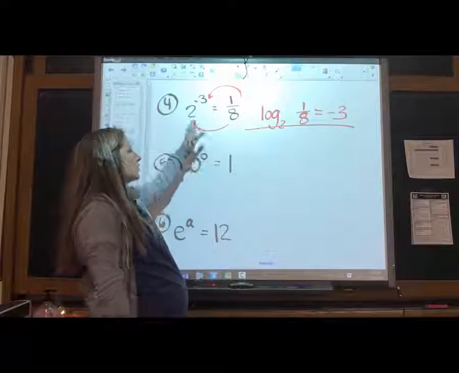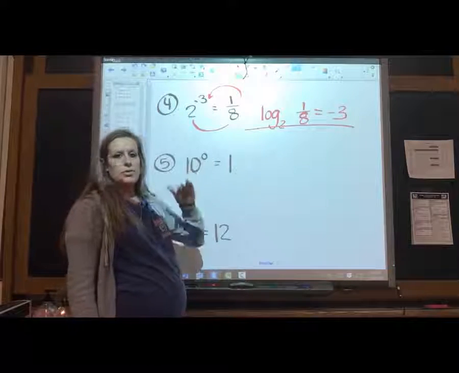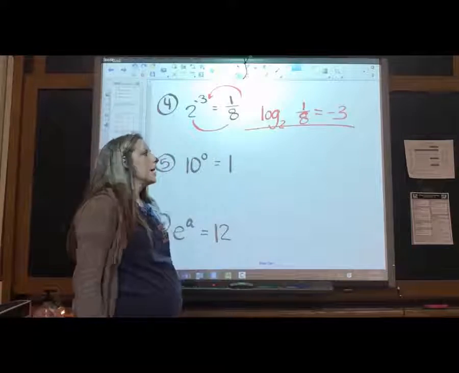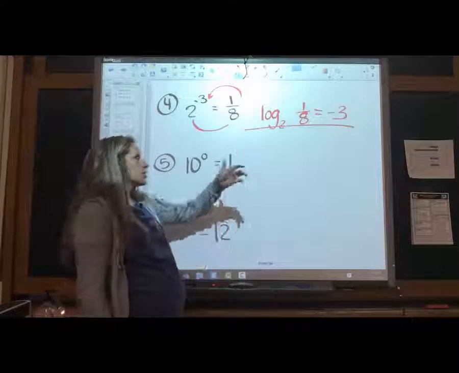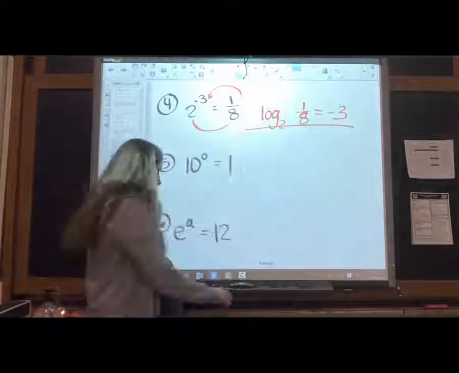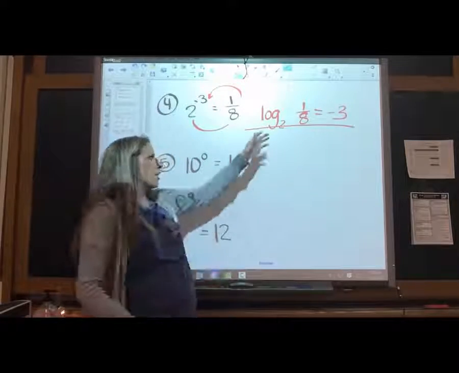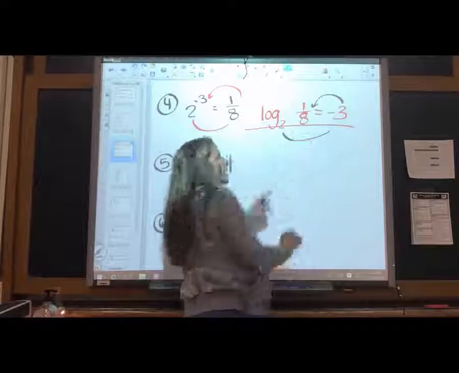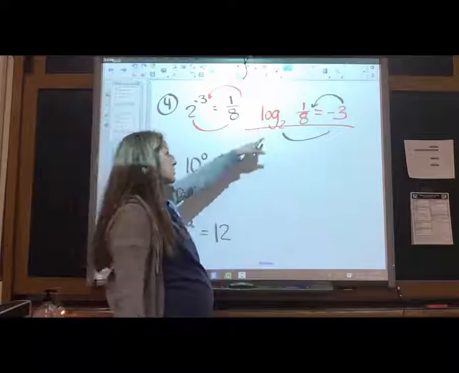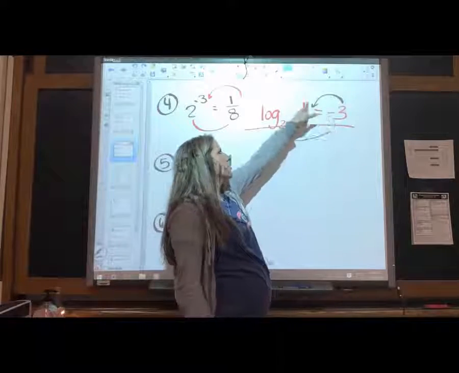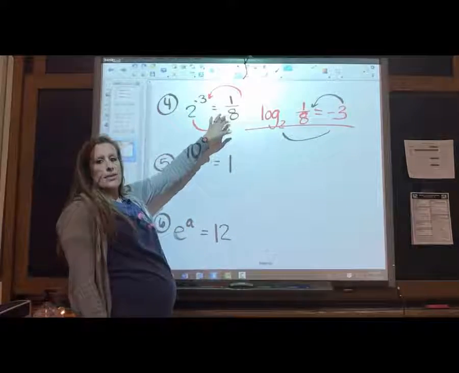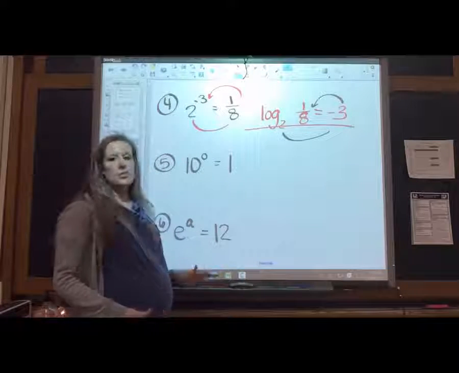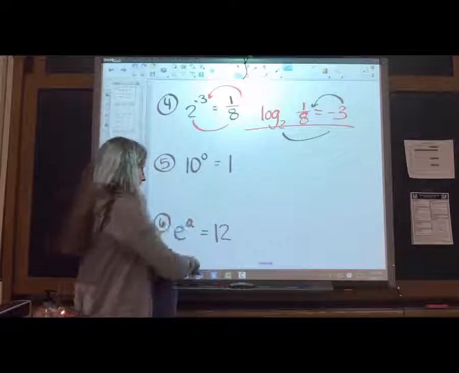Okay, so same with going from logs to exponential. You're going to start with your base and go counterclockwise. And you can check yourself. So if you get this answer, you can check: if I start with my base and move counterclockwise, will I get back to the original problem? So 2 to the negative third equals 1/8. And that's what your problem says. So that's good.